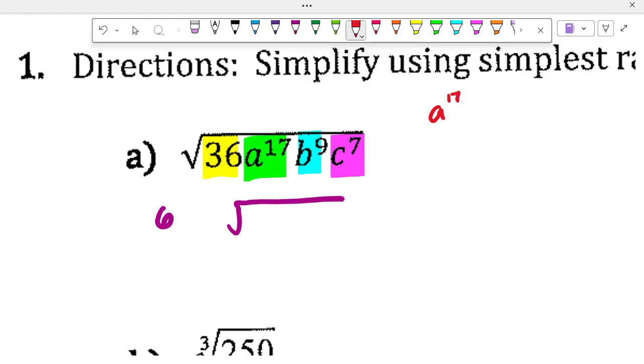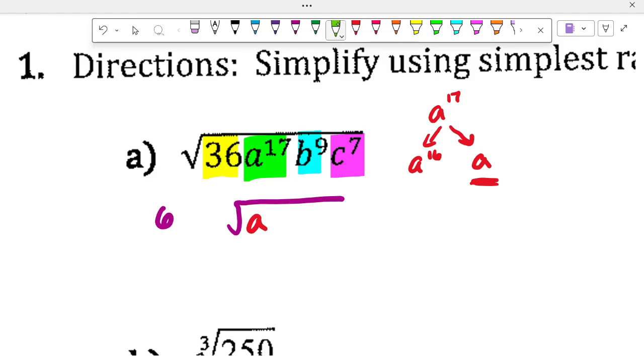So we'd have to split it apart into its closest even exponent and then whatever's left over. What's the closest exponent to a to the 17th that's even? 16. So this would be a to the 16th, and what do I have left over? A. Now, what you have left over is automatically going to go back underneath the radical. Our perfect square is a to the 16th.